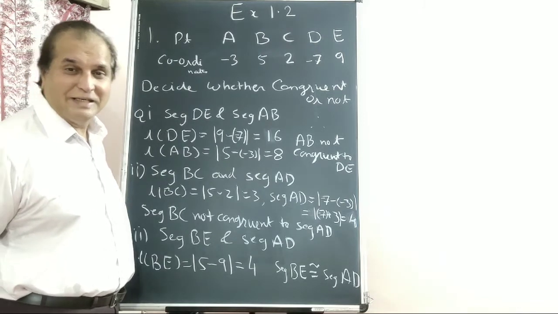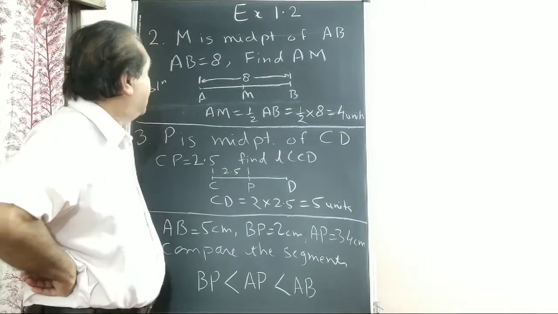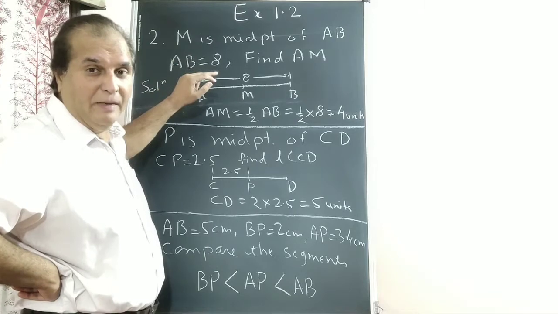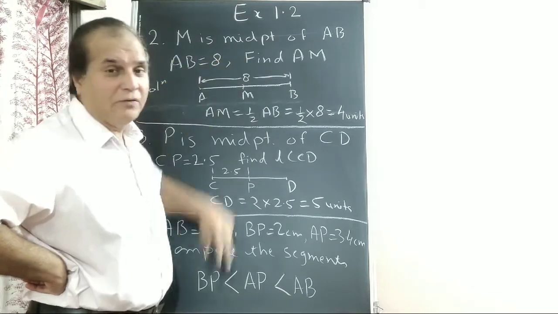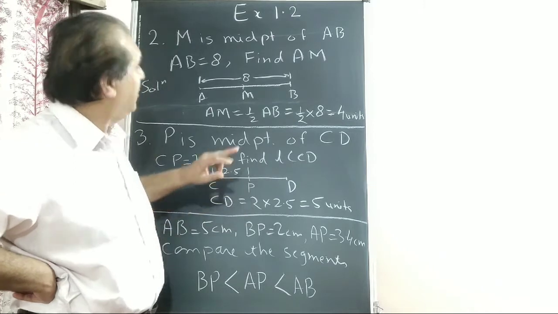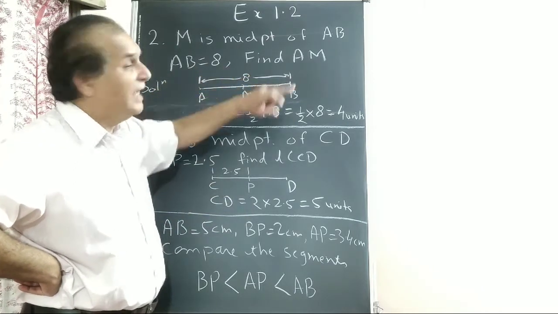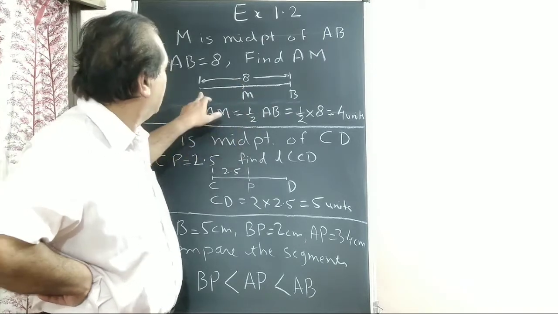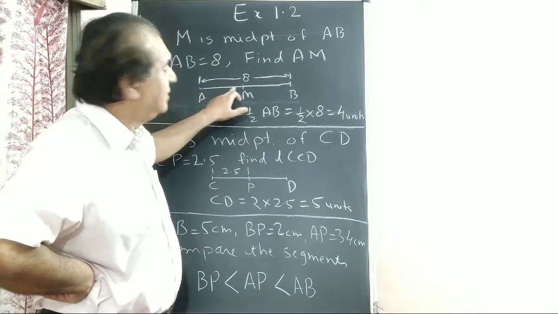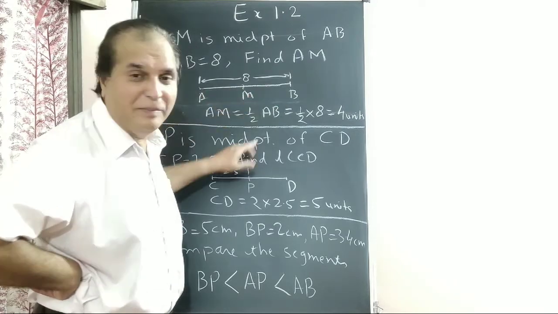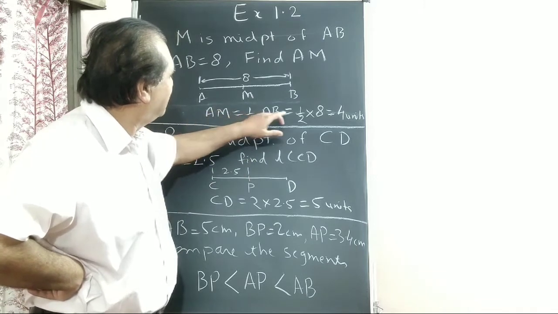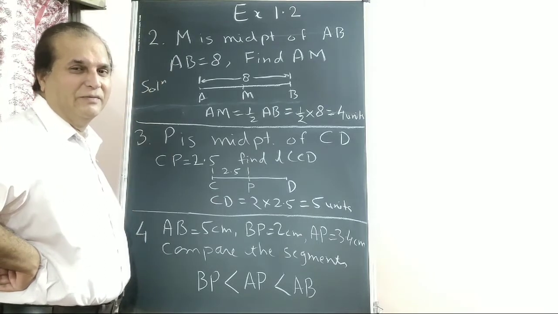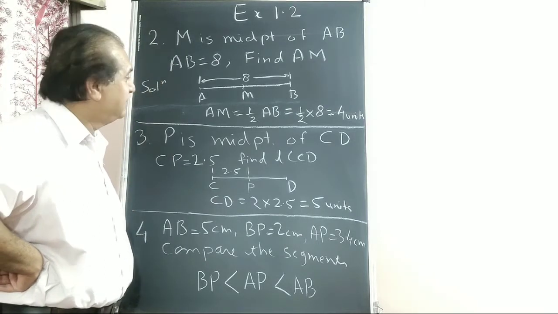We will go ahead with second sum. Any doubt you ask me, okay? This sum I am explaining to you. M is midpoint of AB. AB is 8, so you have to find AM. AM is midpoint, so AM is exactly half of AB, right? AM is half of AB, half into 8, is 4 units. You can write unit or not, it makes no difference, but better to write, okay?